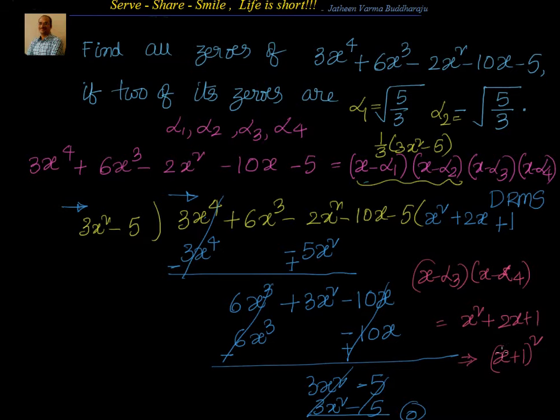Now if x plus 1 whole square is x minus alpha 3 into x minus alpha 4, obviously alpha 3 equals alpha 4 equals minus 1. So the zeros of the biquadratic polynomial are whatever is given to us, alpha 1, alpha 2, and we found alpha 3 equal to alpha 4 equal to minus 1. Let's do one more example.